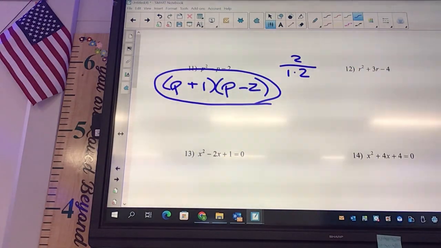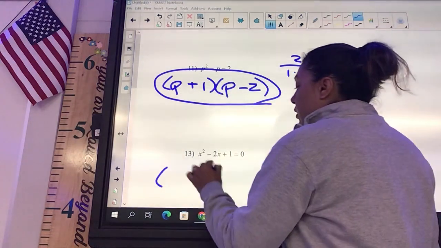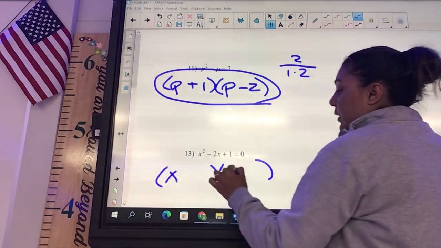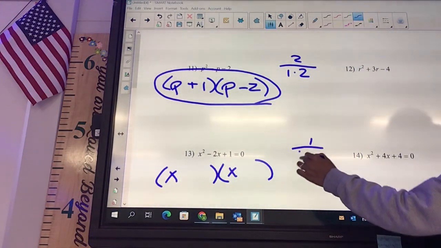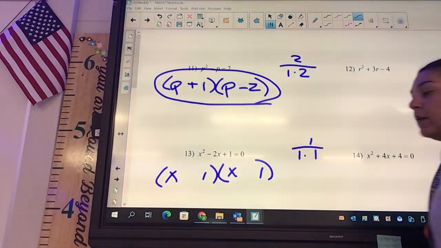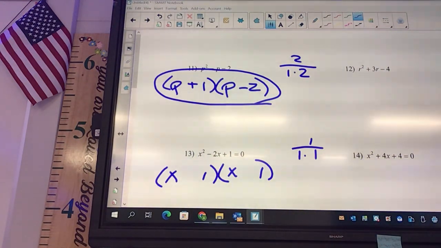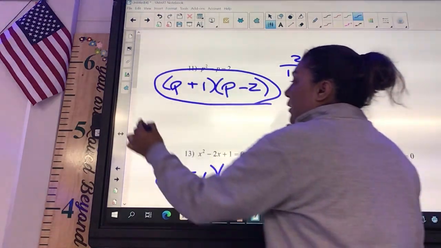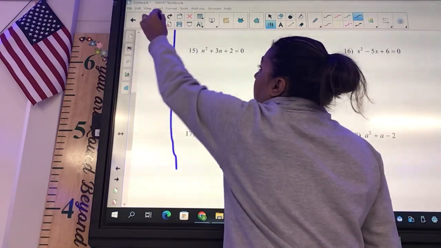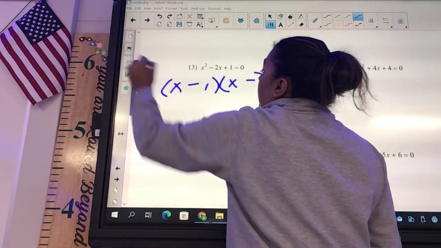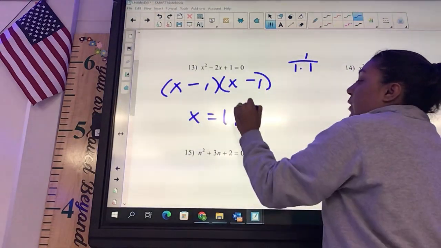Okay, once you get the hang of it, the problems go pretty fast. Okay? 13, you're going to draw your 2 parentheses and put in the x and x. Okay, well, our only options for 1 are 1 and 1. How can I get a -2? Negative, negative. Okay, and so my answer is going to be x equals 1 or 1 comma 1.